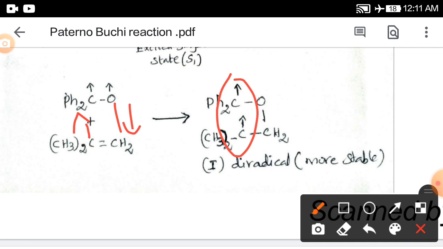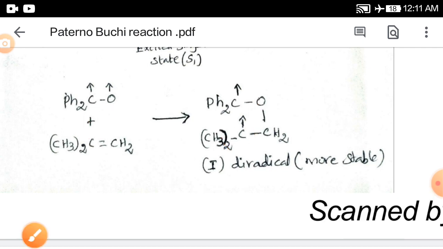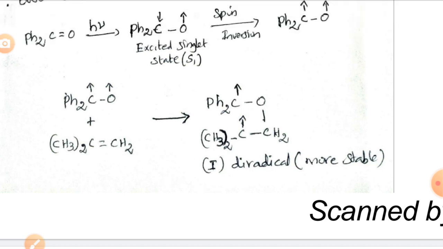A single electron is called a radical. You can put radical also; instead of the electron we can put a radical. It is a single electron, so it is a radical. This first structure is a diradical, and it is more stable, whereas the radical is present in a secondary position. Here it is in a tertiary position, so it is more stable.